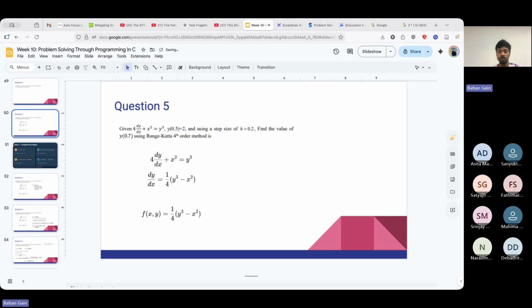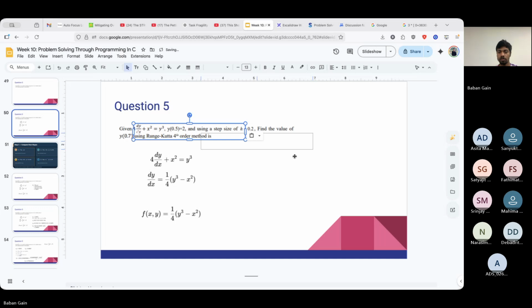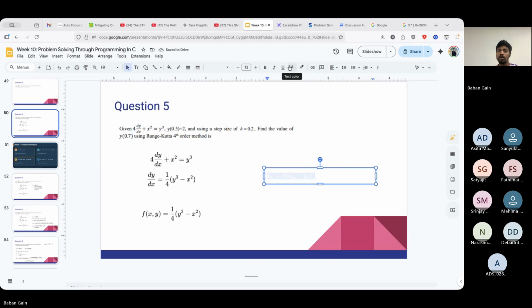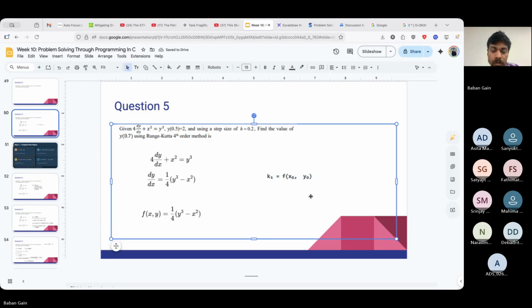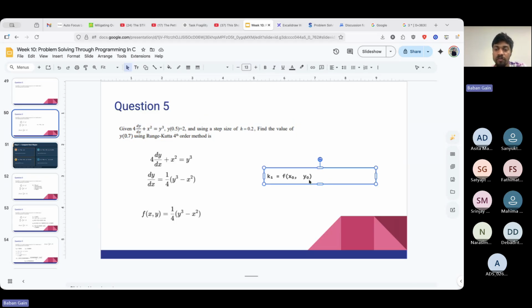Okay, so I want to calculate f of x, y, and I want the value of k1. Let's set this. So k1 and x0 is what here? x0 is 0.5, right? So this is the value x0, and y0 is 2. Okay, so can you find out the k1 here?